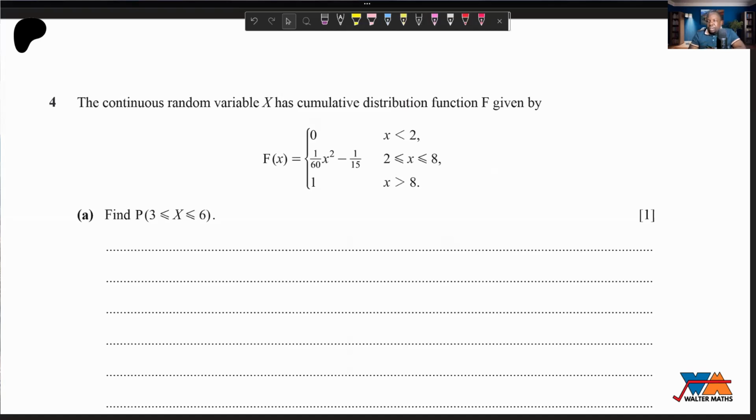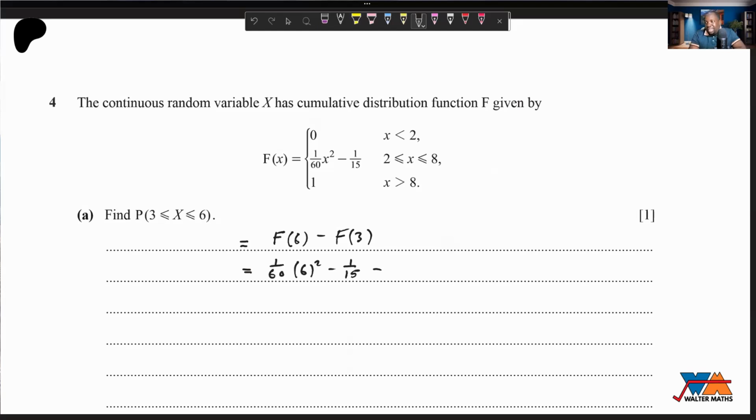On part A, they want us to find the probability that x lies between 3 and 6. Now, this is the same as F of 6 minus F of 3. When we talk of F of 6, 6 lies between 2 and 8. So it's basically 1 over 60 of 6 squared minus 1 over 15, and that's going to be minus F of 3, still in the same range.